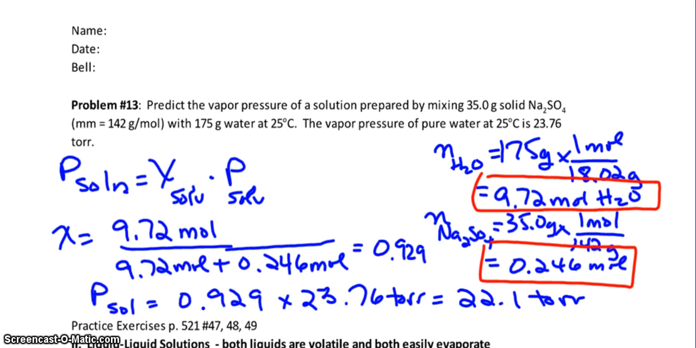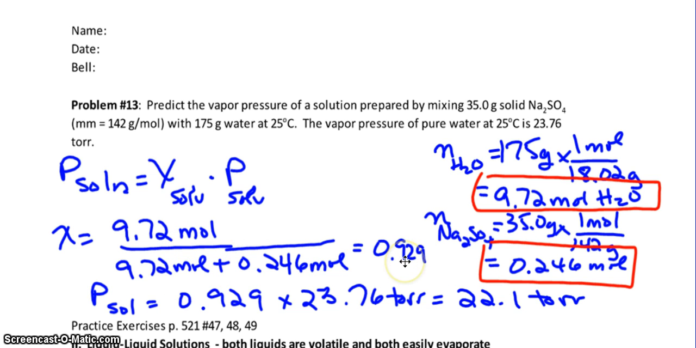Okay, so here is the completed solution to this problem number 13. So using Raoult's law, once again, we have the vapor pressure of the solution equals the mole fraction of the solvent times the vapor pressure of the pure solvent. Over on the right, I found how to calculate moles of water and moles of the solute. Excuse me, I plugged them into my equation for mole fraction, and I got my mole fraction is 0.929.